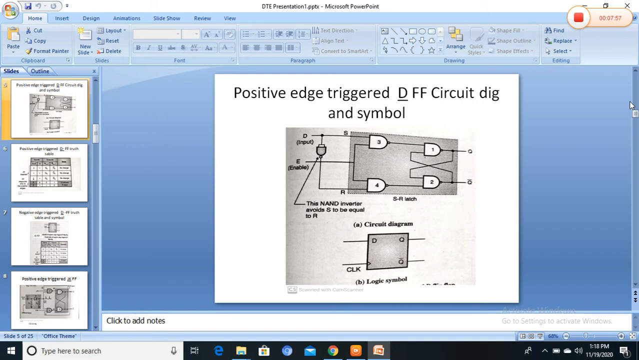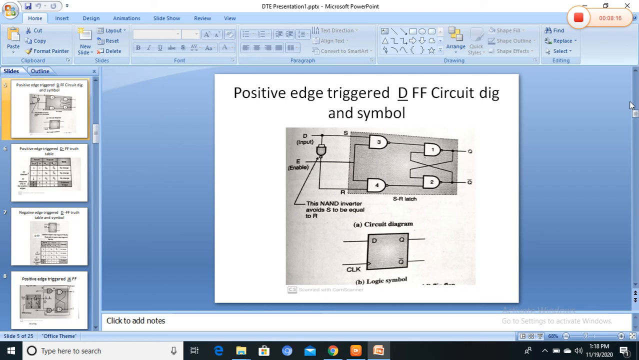S and R are combined. The S input and R input are combined using the inverter, acting as a NAND gate, and we get one input as the D input. This flip-flop has only one input, denoted by D. Due to the NAND inverter, S and R are always complements of each other.